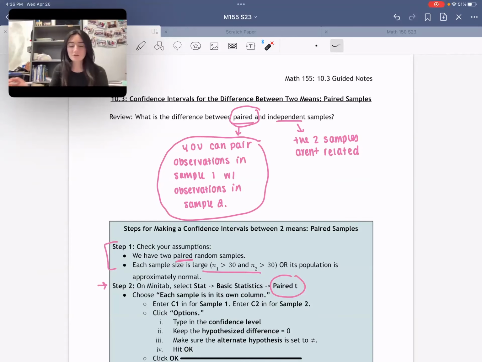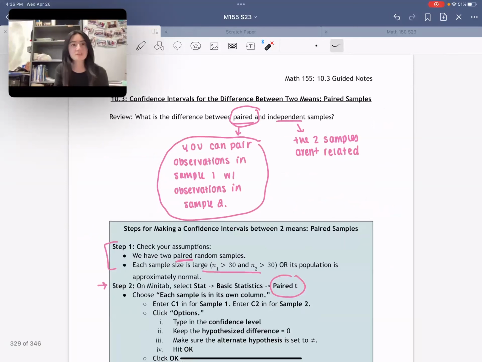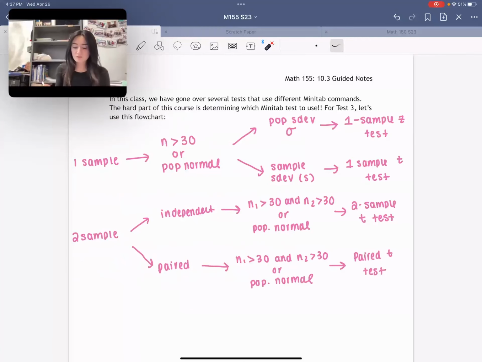All right, so in this video, we're just going to continue these notes 10.3 on confidence intervals where we have two samples instead of one sample, okay? And in this note packet, we left off where I gave you a flow chart that tells you which Minitab test to use based on the question that you're given, okay? So let's just take a look at this chart.